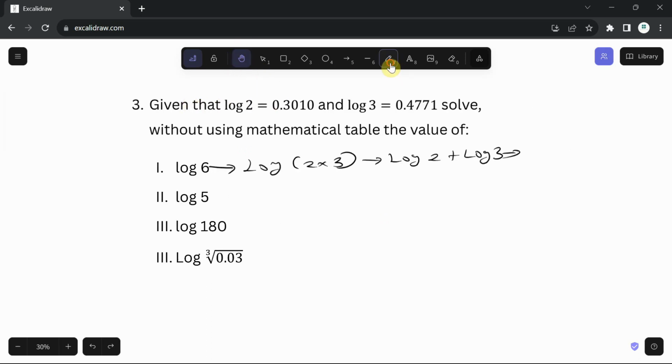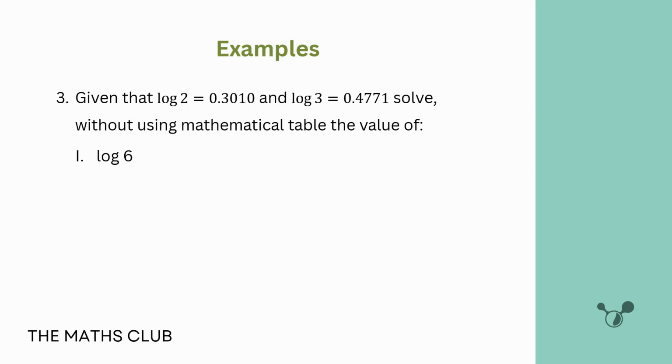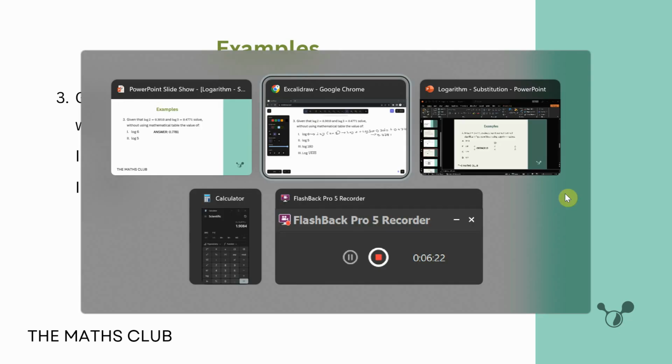Because of that, I can just add the values of log 2, which is 0.3010, plus log 3, which is 0.4771. If you add that together, that would be 0.7781. So that should be our answer. Great. So the next one is saying we should find log 5.